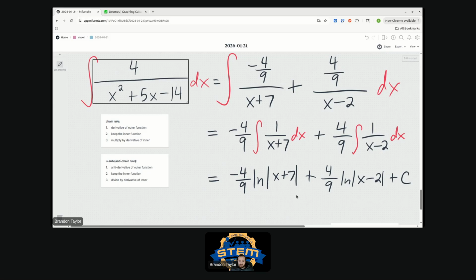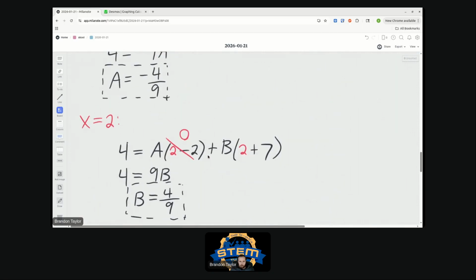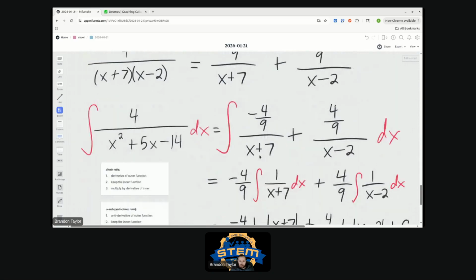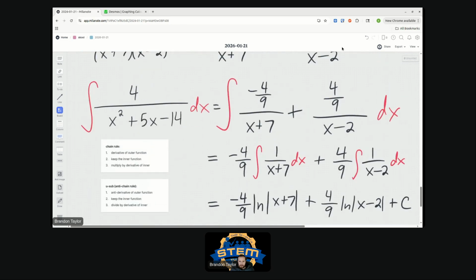So there you go. Hopefully that makes sense. So that's partial fraction decomposition. It does get more complicated than this, and over the next couple of days we'll talk through some of the more complicated methods. But that's how you do it here.